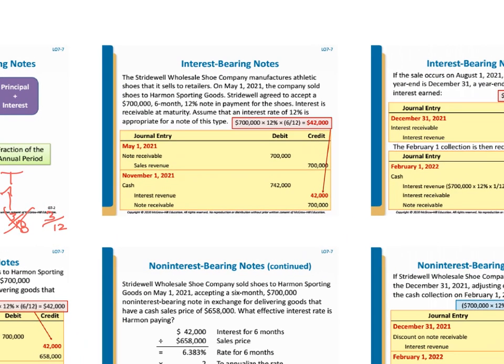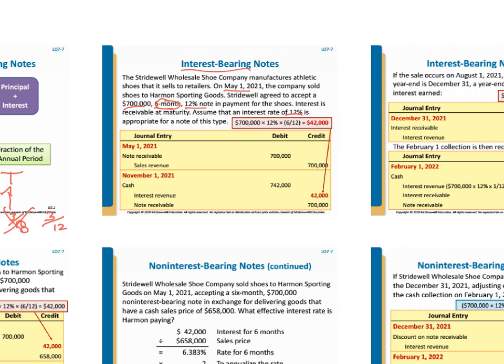And looking at the first type of note, the short-term interest-bearing note, this is one that you would have been familiar with from a prior class. An example says, the Stridewell Wholesale Shoe Company manufactures athletic shoes that it sells to retailers. On May 1st, 2021, the company sold shoes to Harmon Sporting Goods. Stridewell agreed to accept a $700,000 6-month 12% note in payment for these shoes. Interest is receivable at maturity. Assume the interest rate is 12%. In this instance, we have a 6-month note, which means it's less than a year, making it a short-term note.